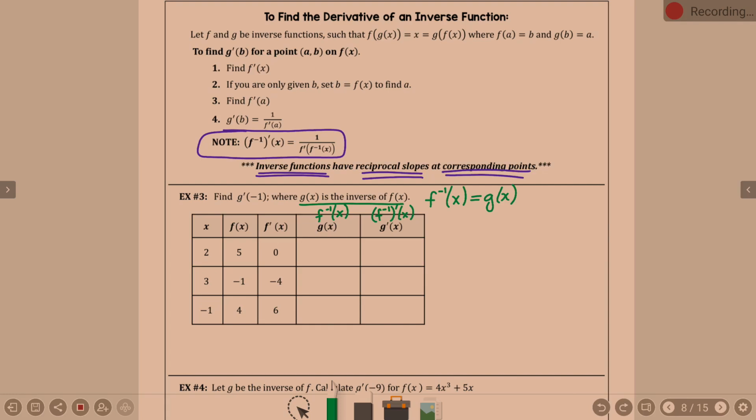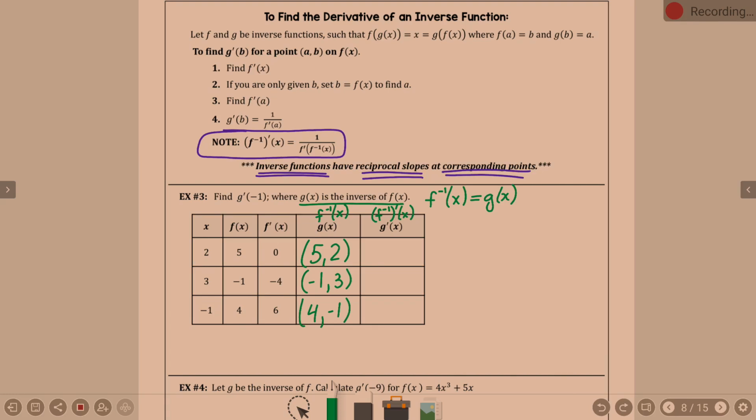Now, some information on the chart to fill in. They gave us x and f of x and f prime of x. Now, g of x. What would the ordered pairs for g of x be? Keeping in mind that g of x is another name for f inverse of x. It'd be 5, 2. Does that make sense? If the x input is 2, the f of x output is 5. So that means for f, the ordered pair would be 2, 5. So for g, the inverse, it would be 5, 2. Okay, let's go ahead and go down that column. When x is 3, it's negative 1, comma 3. And when x is negative 1, it's 4, negative 1.